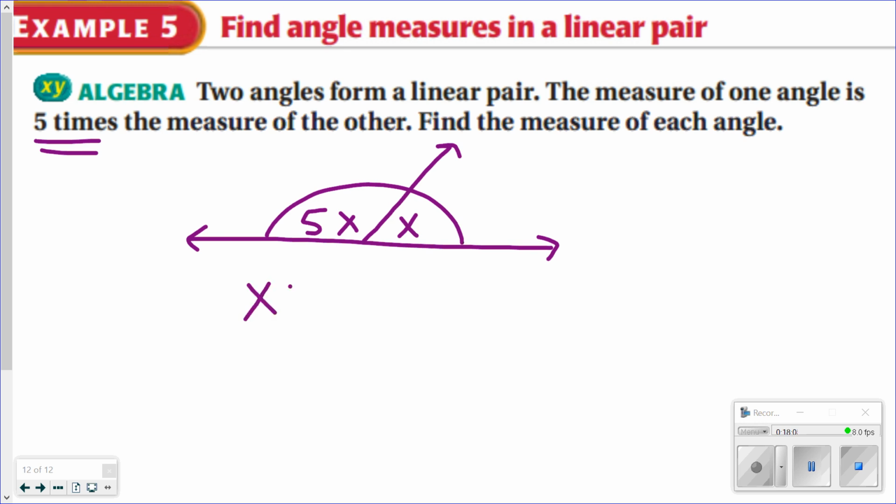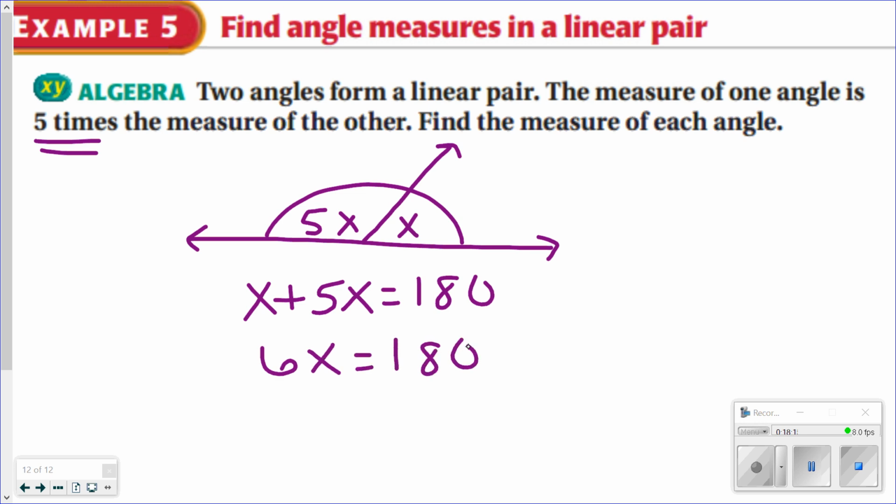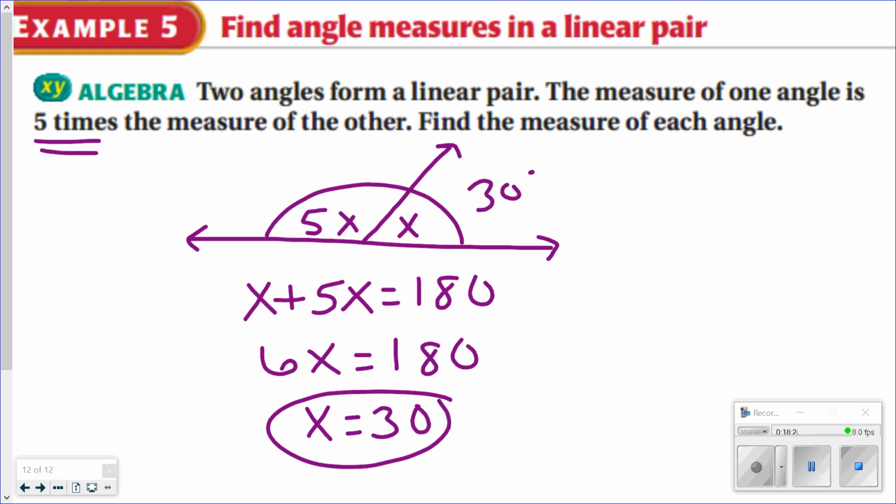So x plus 5x is equal to 180 degrees. Combine your like terms. 6x is equal to 180. Divide by 6 on each side. X is equal to 30. All right, so now let's double check by plugging in our angles to see what the measures really are. So this one is 30 degrees, it's just x. 30 times 5 is 150.